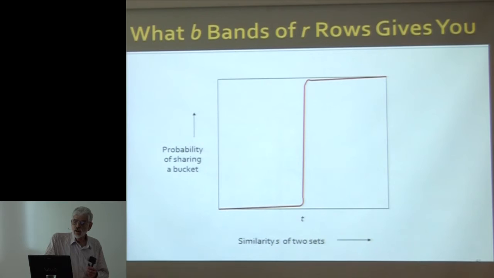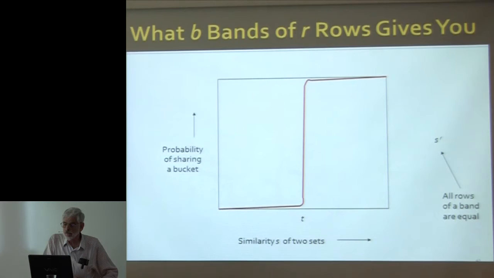Now, the function, the probability of sharing at least one bucket when you have B bands of R rows. I'm being a little bit too optimistic there, but it gets close to a step function. Let me explain what it looks like.